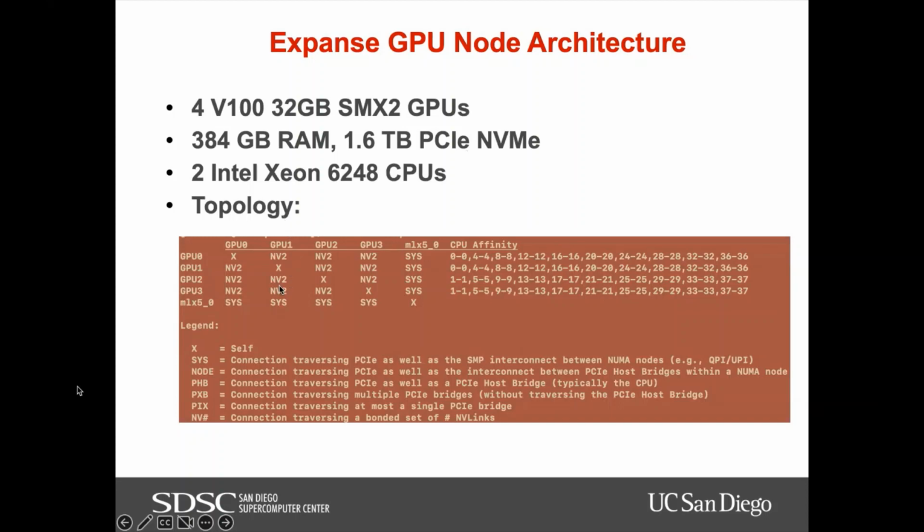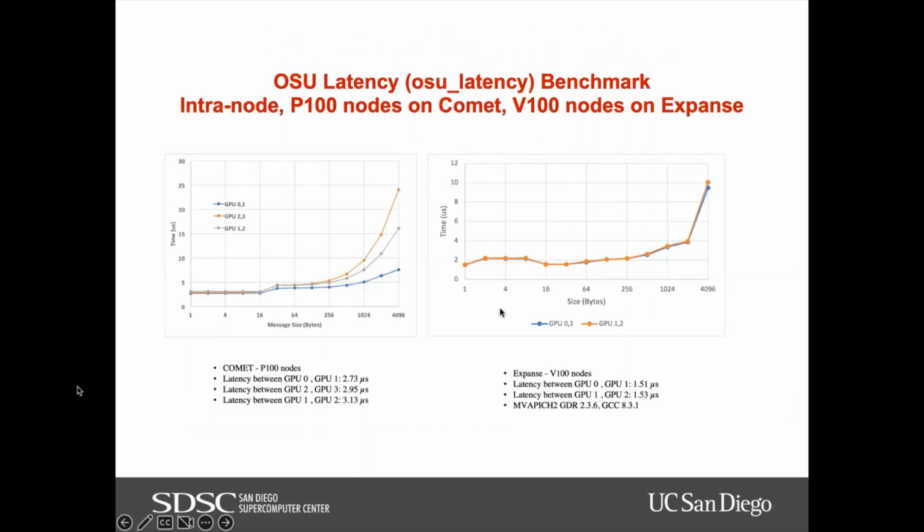They are all basically connected with NVLink. So if you look at the topology of the Expanse GPU, you don't actually have to go over the CPU socket, the link between the CPU sockets. You're basically just using the NVLink between all the GPUs on a node.